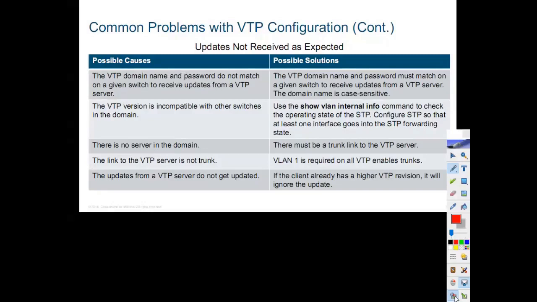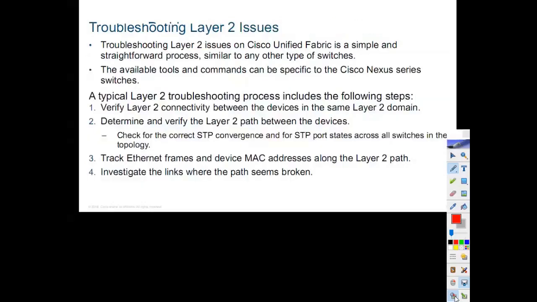It's all related to the VTP, because they say update not received as expected, because some of those might be your possible cause for it. Okay? Troubleshooting layer 2. This is all about VTP, VLAN, all layer 2.